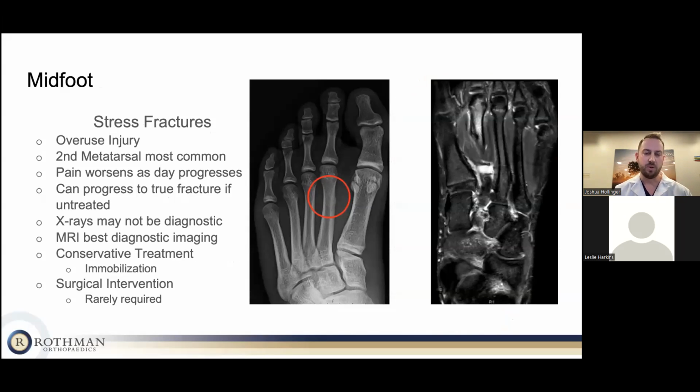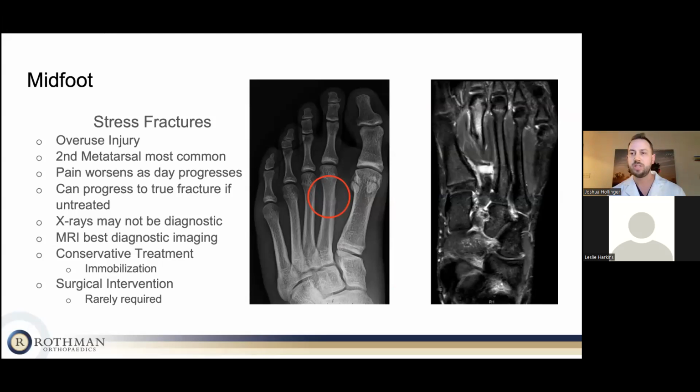So moving a little further back into the midfoot, usually in the metatarsal area, so extending toward the midfoot, is stress fractures. We see an awful lot of these, and in my experience, this is seasonally related. So I always think of stress fractures at the end of the summer, especially for someone who's done quite a bit of walking, either barefoot or in flip-flops or sandals throughout the course of the warmer months. These are overuse injuries. And the second metatarsal in the foot is most common.